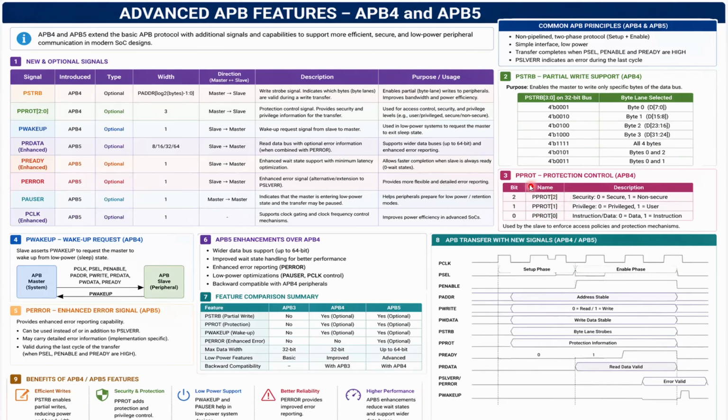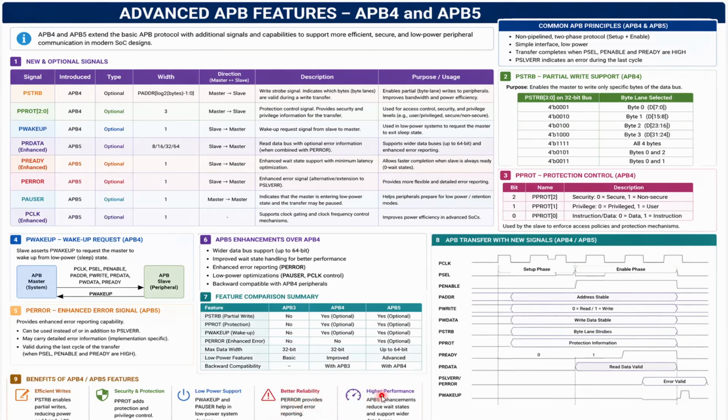See, the protect signal: PPROT bit 2 means secure operations are there. If PPROT bit 1, it means privileged access. And PPROT bit 0 means an instruction access we are doing. So this is how APB transfers happen, how the transaction is happening with the new signals. These are the key benefits: efficient write operations, security protection by using the PPROT signals, low power with the wakeup signal and PAUSER, and better reliability.